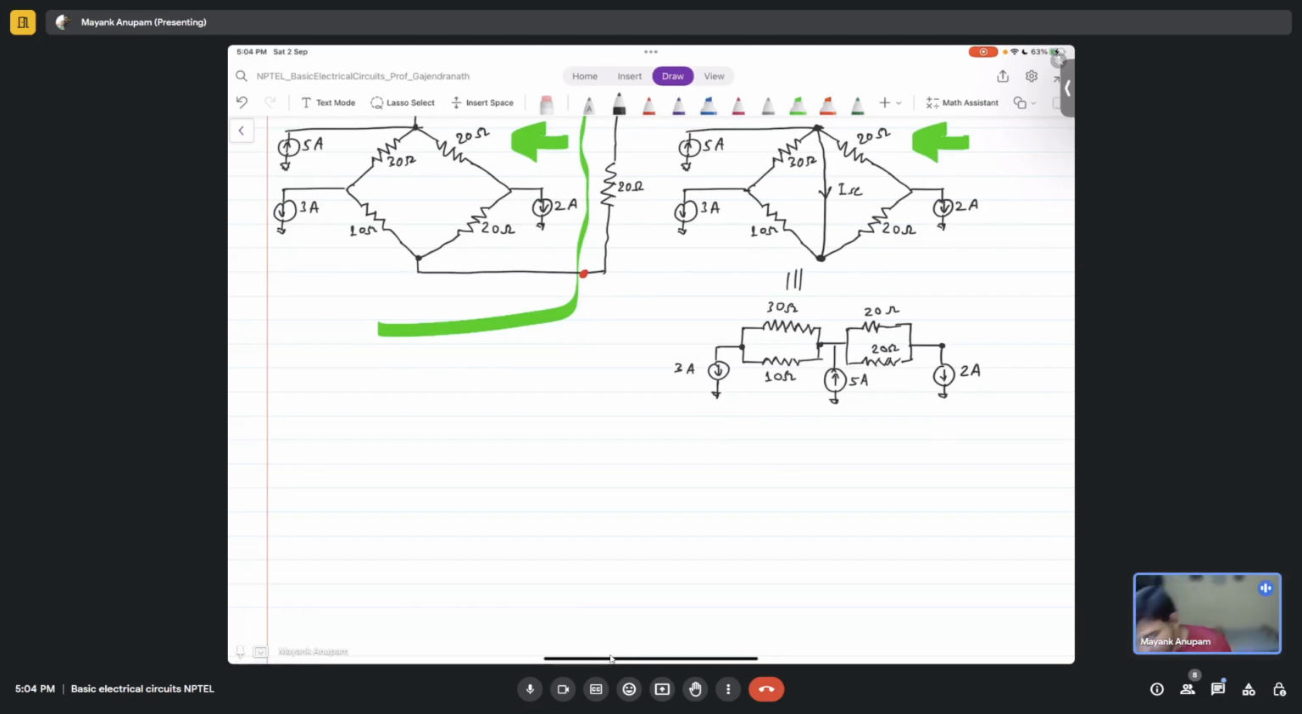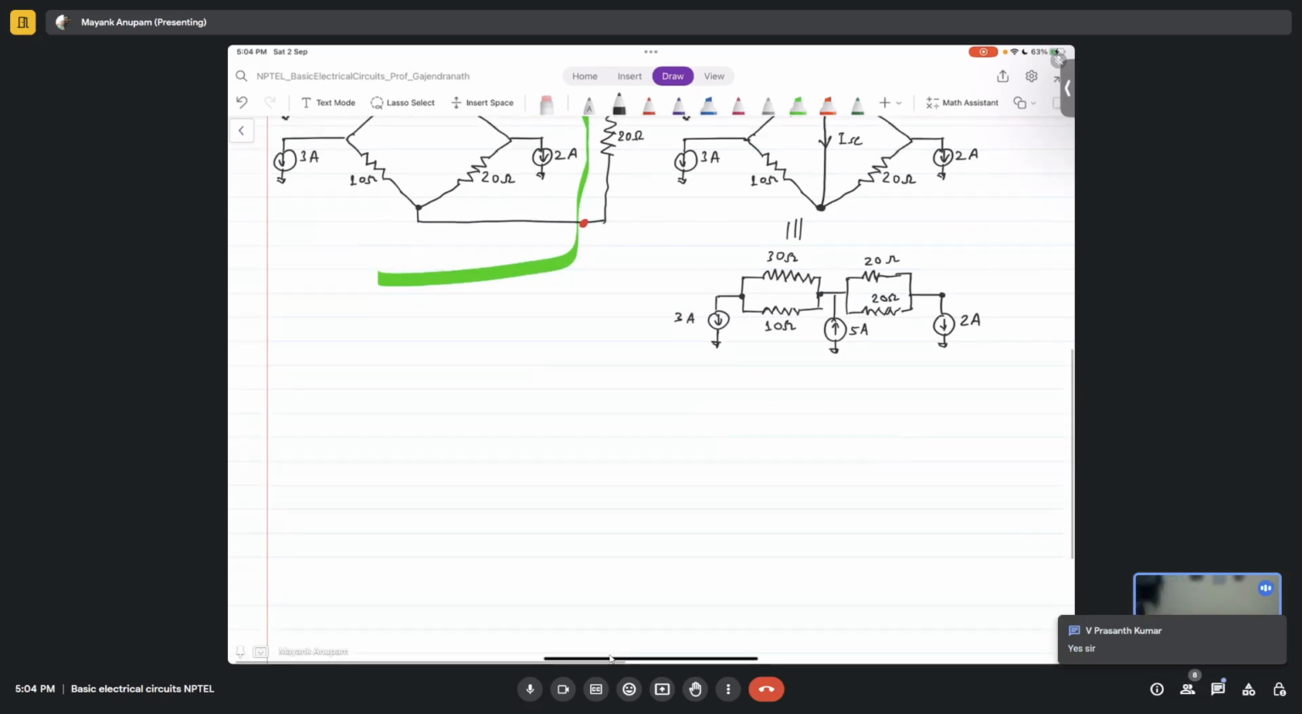Can you see something very interesting happening here? Hello, am I audible? Yeah, so if you look at this terminal here, you have a 5 ampere current source entering this terminal, whereas 3 ampere is going this way, 2 ampere is going this way, right? So KCL is actually satisfied by itself, so nothing has to be changed here, right?